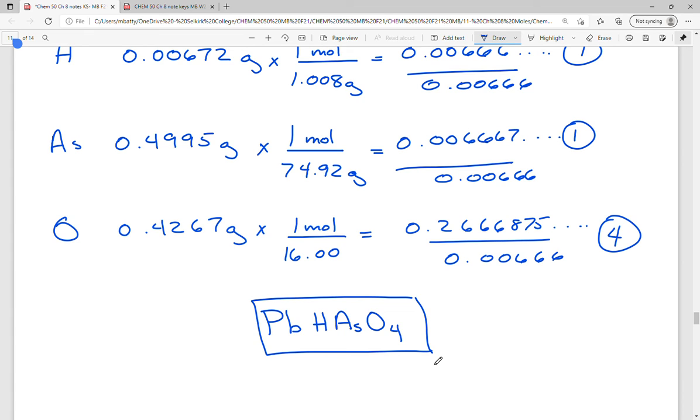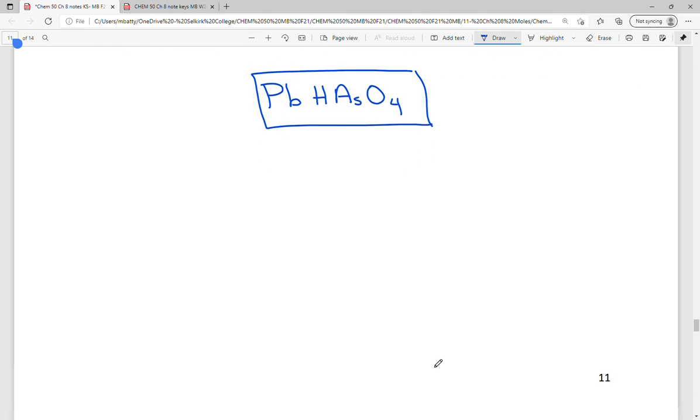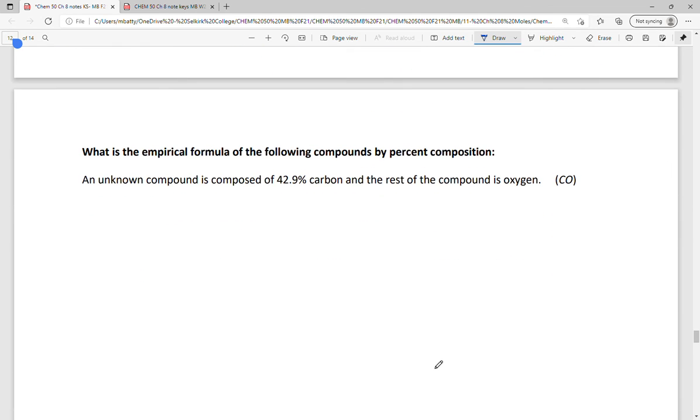We've got a couple more examples of this, and then we've got one more topic in this chapter. So these next ones are a little bit different. These ones don't just give you a straight up mass, but they give you a percentage. So we've got a compound that's made up of carbon and oxygen. We've got 42.9% carbon, and the rest is oxygen. So really 100 minus the 42.9 is the oxygen percentage.